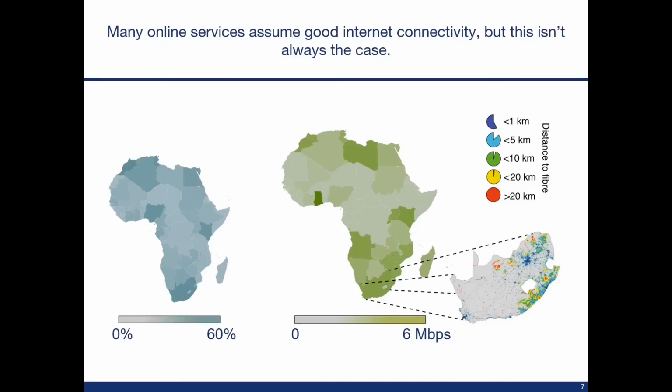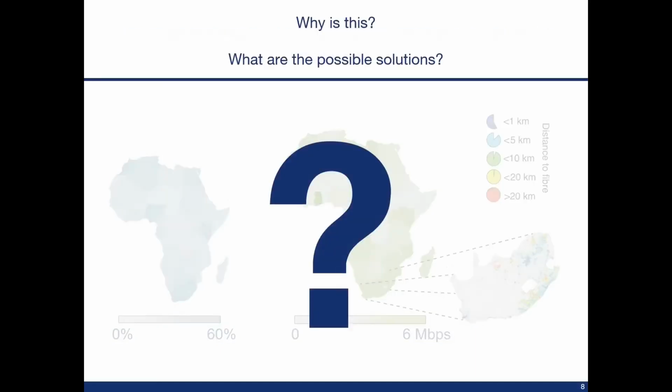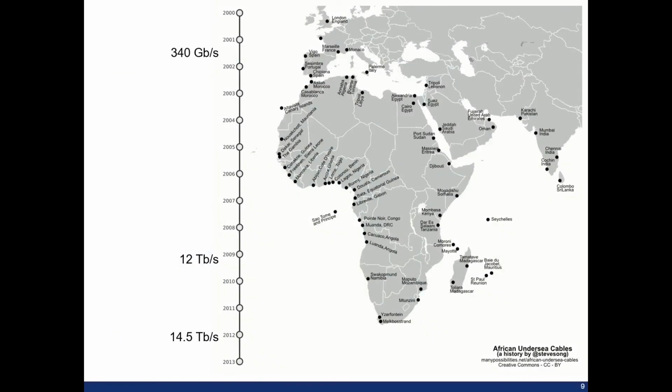Many online services assume good internet connectivity, but this isn't always the case. Moving in further to South Africa, we see that there are areas where there is high population density, but quite a long distance to fiber. This is shown on those red patches on the map, resulting in slow internet connection speeds for the people who live there. You can also see that the average internet connectivity in most of Africa is probably less than about 6 megabits per second. This is pretty slow compared to first world standards. This presentation aims to provide some explanation as to why this is, and of course some possible solutions in an optics context.